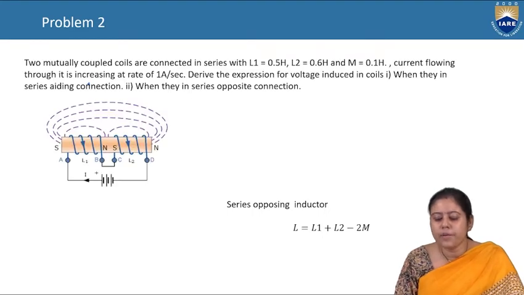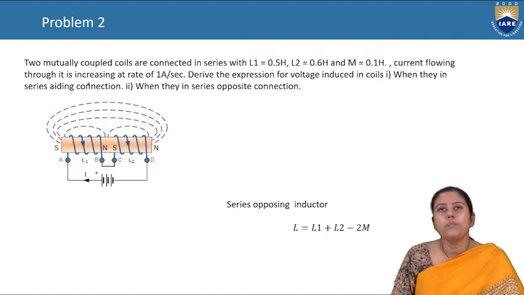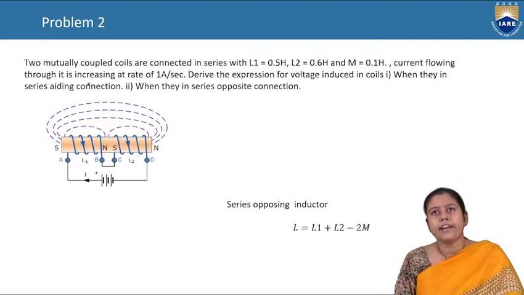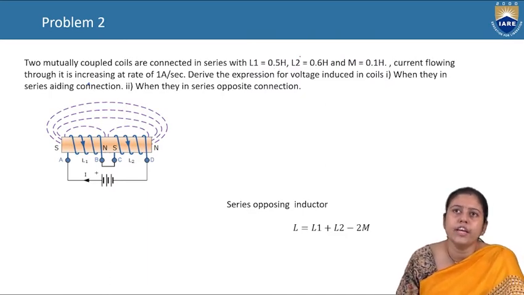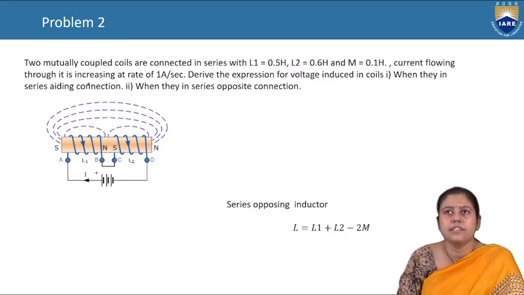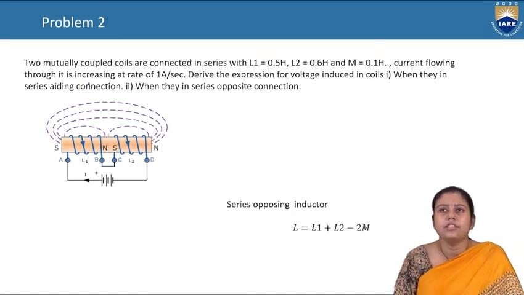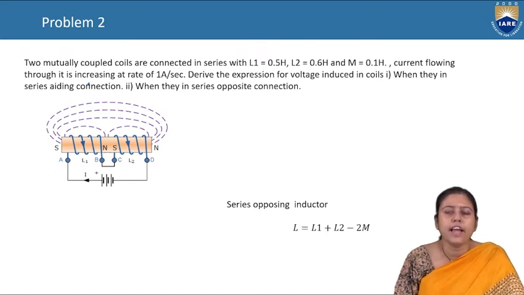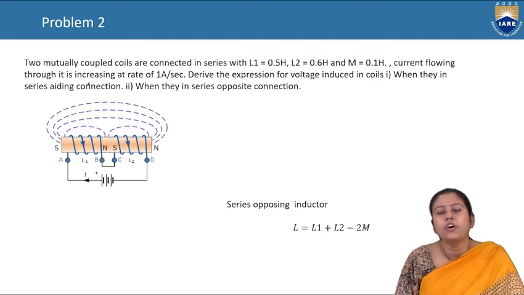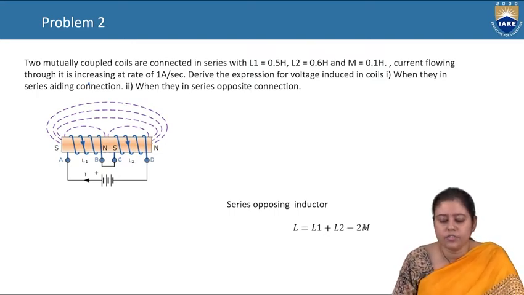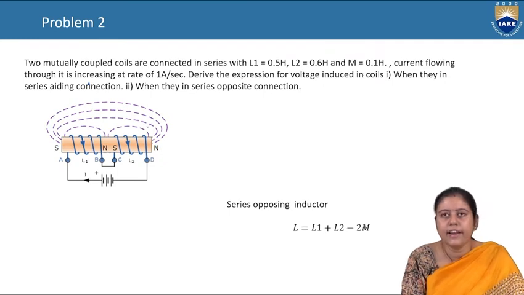Now we are going to the second problem. Two mutually coupled coils are connected in series where L1 is given 0.5 Henry, L2 is given 0.6 Henry and M is given as 0.1 Henry. Current flowing through it is increasing at the rate 1 ampere per second. Derive the expression for voltage induced in coils when they are in series adding connection, when they are in series opposing connection. So first we will take the series adding connection.